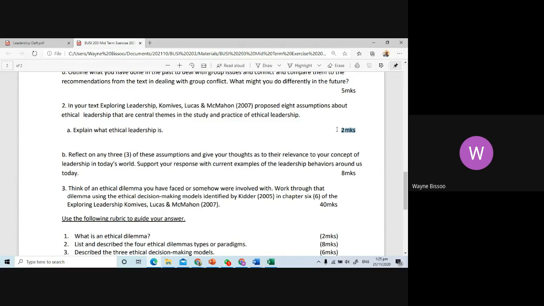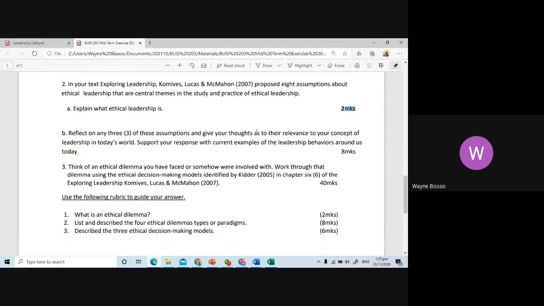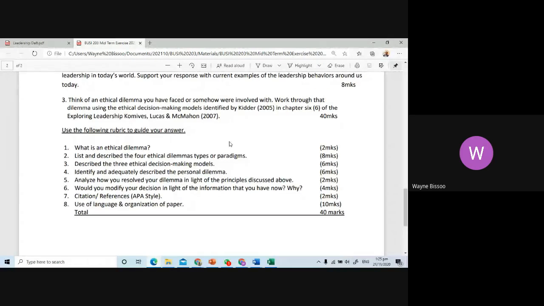That's 10. So now we come to the big question. This is the one that tends to have some problems in terms of the way people answer it. This question counts for 40% of the marks in this paper. And again, you're going back to chapter 6, and you're looking at, think of an ethical dilemma you're faced with or somehow involved with. Work through that dilemma using the ethical decision making models identified by Kidder. You'll remember Kidder and the Kidder model in chapter 6.